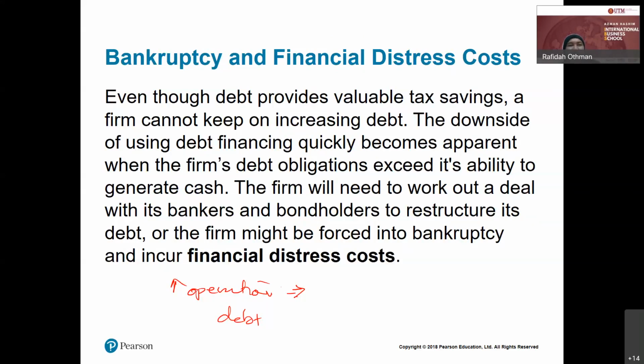Okay, so these are actually the bankruptcy or financial distress costs that we are looking at, because when you have a lot of debt, you have an obligation.